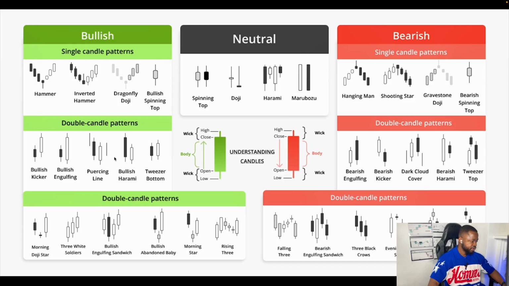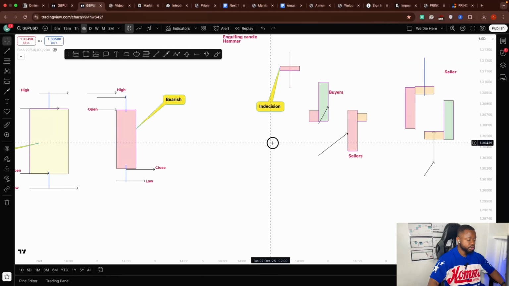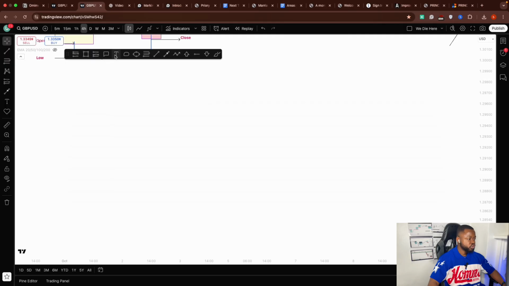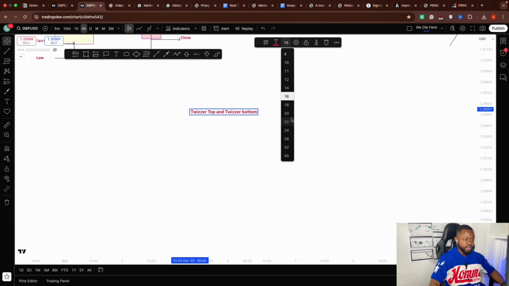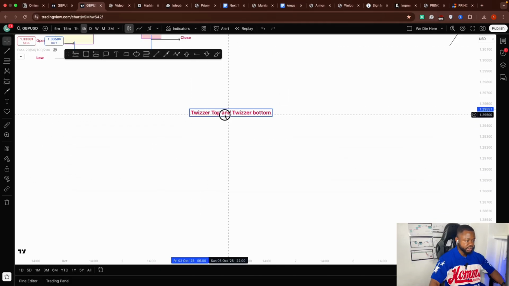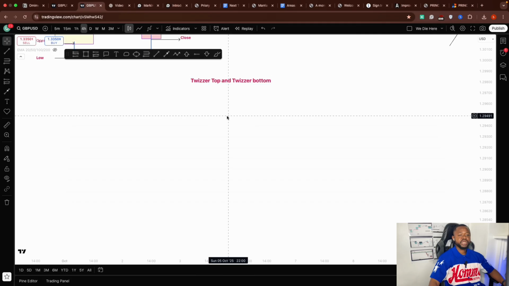We have spoken about the engulfing candlestick. We have not spoken about tweezer tops and tweezer bottoms. So what does a tweezer top and a tweezer bottom mean? So we have a tweezer top and a tweezer bottom. So let's increase this. What does it mean? I'm going to first of all illustrate what it means.